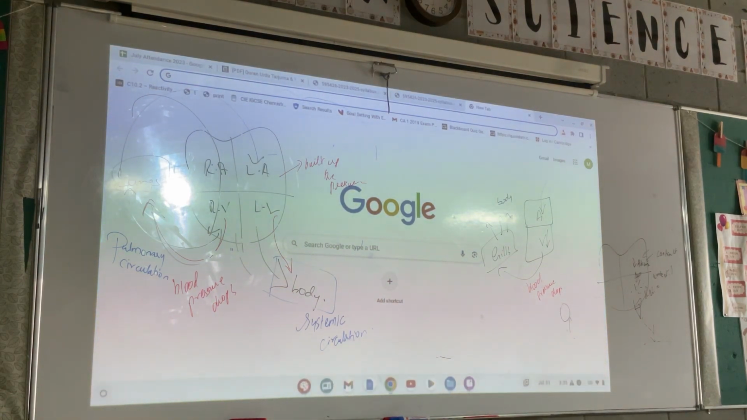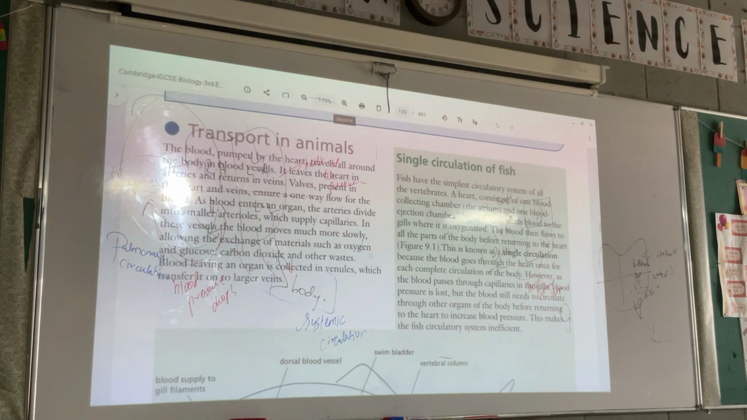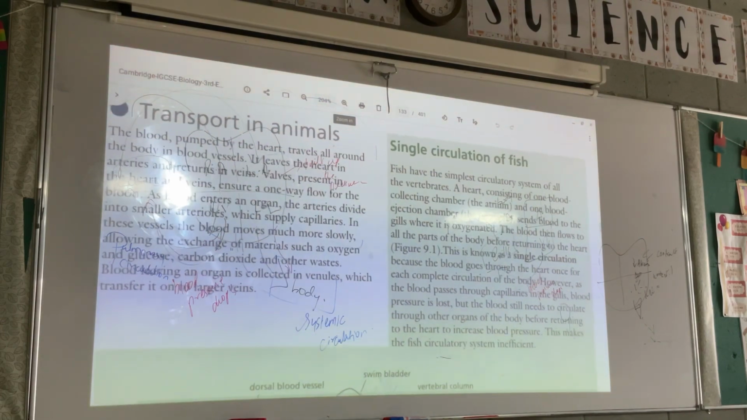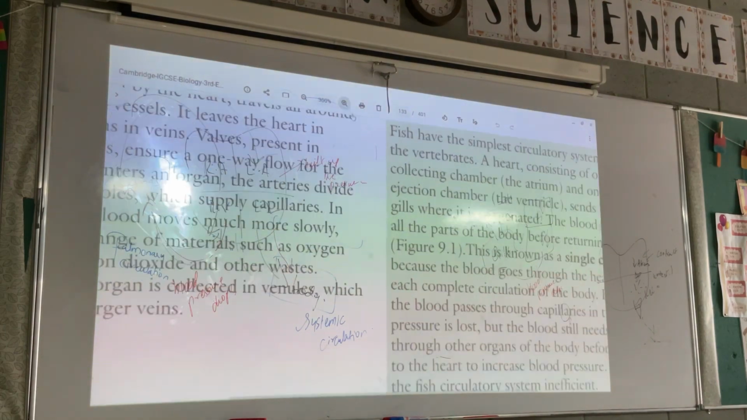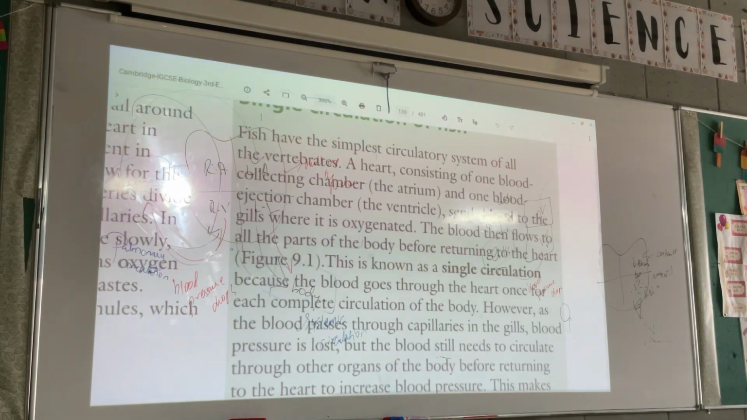Let me show you this part in your textbook. Fishes have a simple circulatory system, a heart consisting of one atrium, the blood collecting chamber, and one blood ejection chamber, the ventricle. Everyone, I will give you time to write it. Wait. Just listen to what I am saying right now. Hands up, no writing.